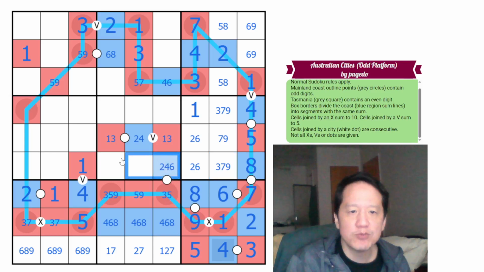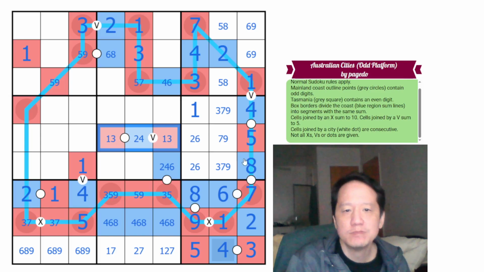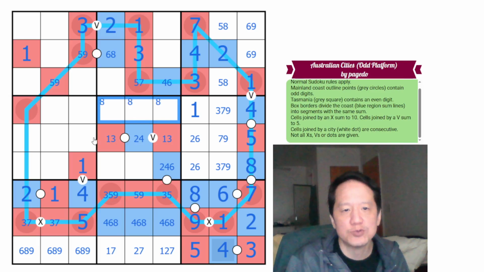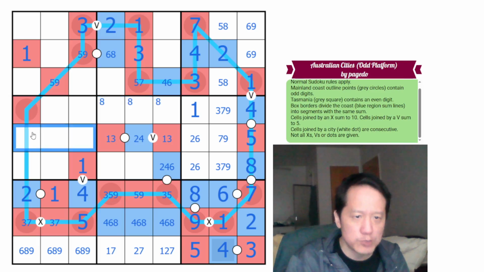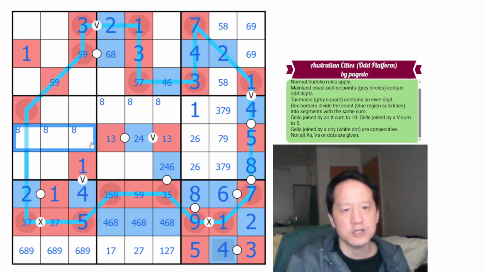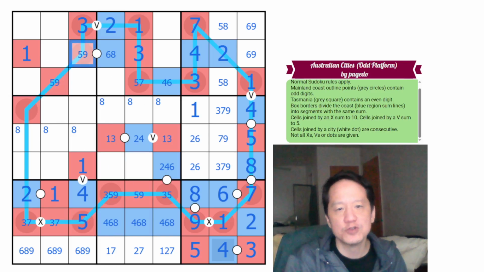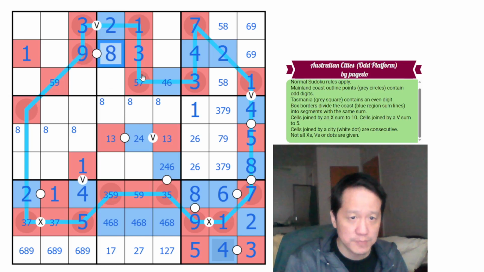We know 8 can't be here. We know 8 can't be here. So in the middle box, we know 8 has to be one of these 3 cells, which means 8 has to be one of these 3 cells in this box here. This can't be 5 because of this 5, so this must be a 9, which is only consecutive with 8. This 9 means this has to be a 5.